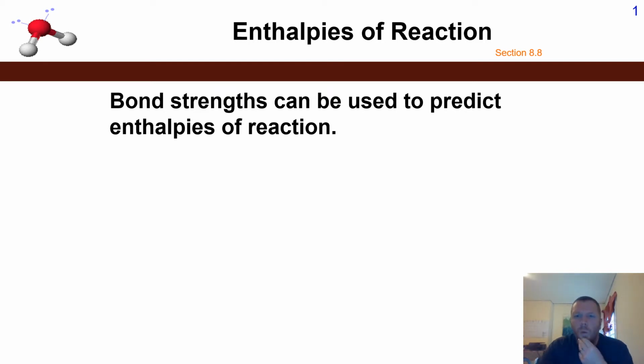So we know a couple of things conceptually about bond strength. The shorter the bond is, that means there are probably 2 or 3 bonds. So a single bond is going to be longer than a triple bond. Likewise, the shorter the bond is, the stronger it is. So we can actually use bond strengths as a method to predict an enthalpy for a reaction.